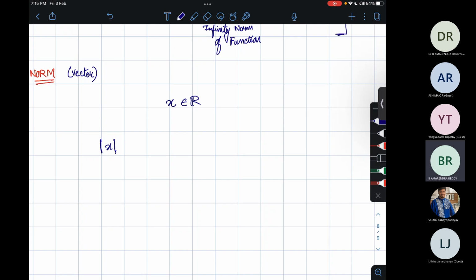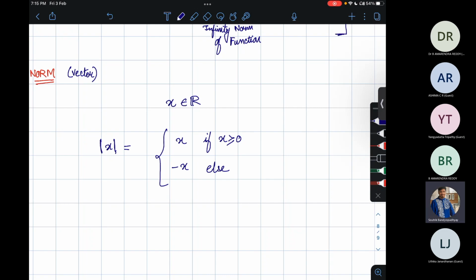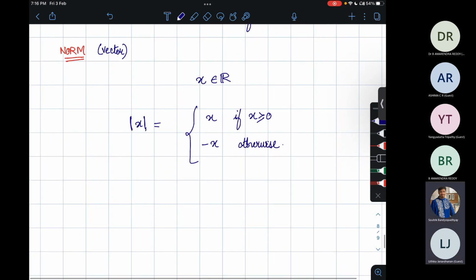If x is positive, it is the positive value. If it is negative, we need to make the sign opposite. Not else, otherwise. This is your absolute value, right?